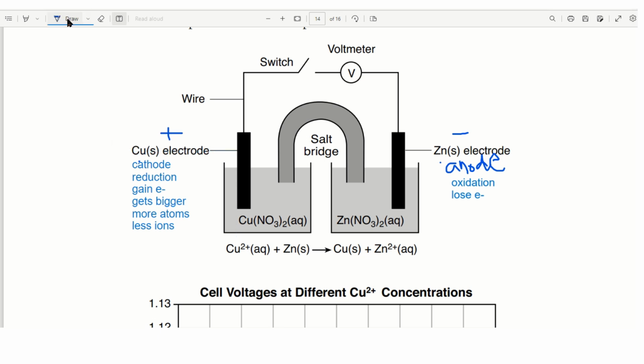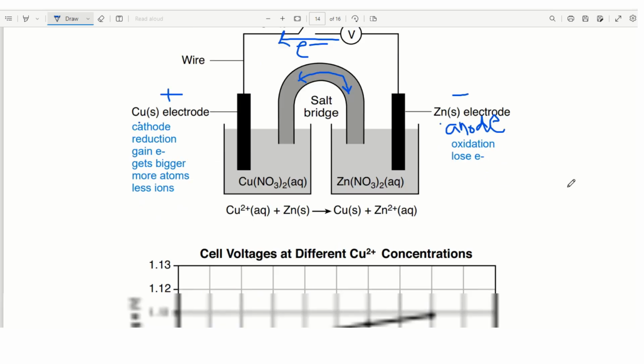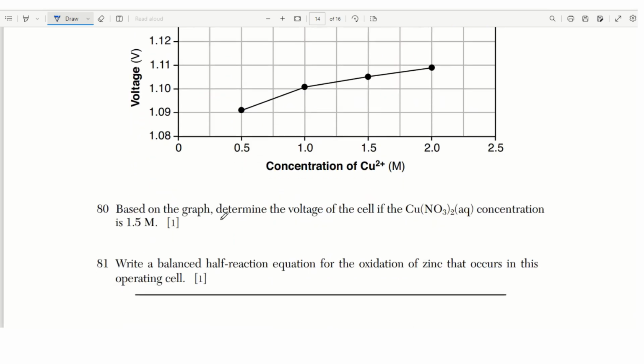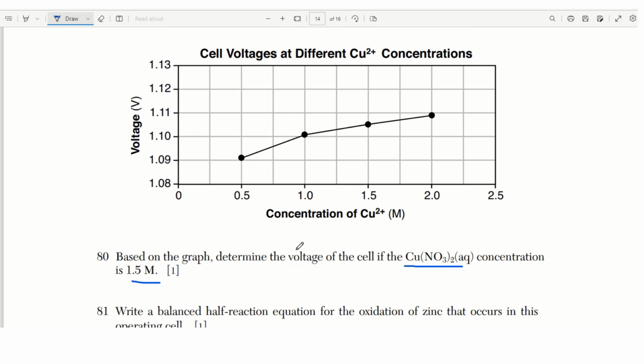All right, what else do I know? Electrons move through the wire from anode to cathode. And I know that ions move through the salt bridge in both directions to keep the cell neutral. Okay, so then it gives me some voltages here. And it says, based on the graph, determine the voltage of the cell if the copper concentration is 1.5 molar.